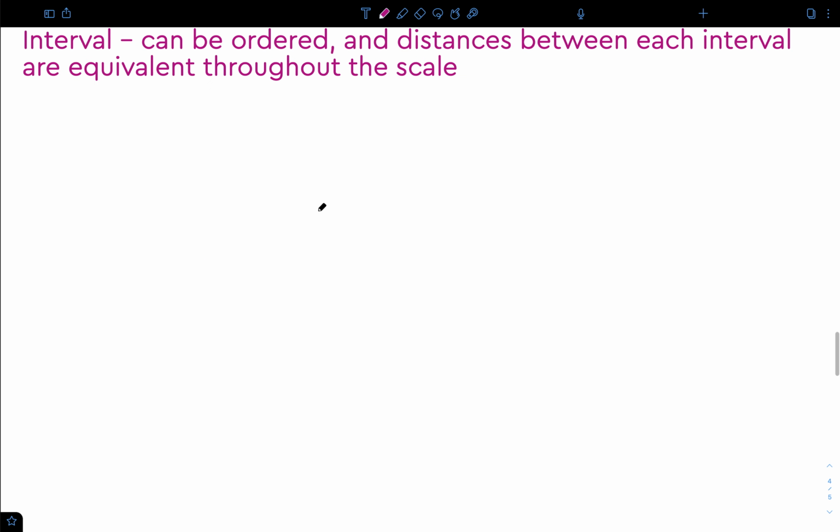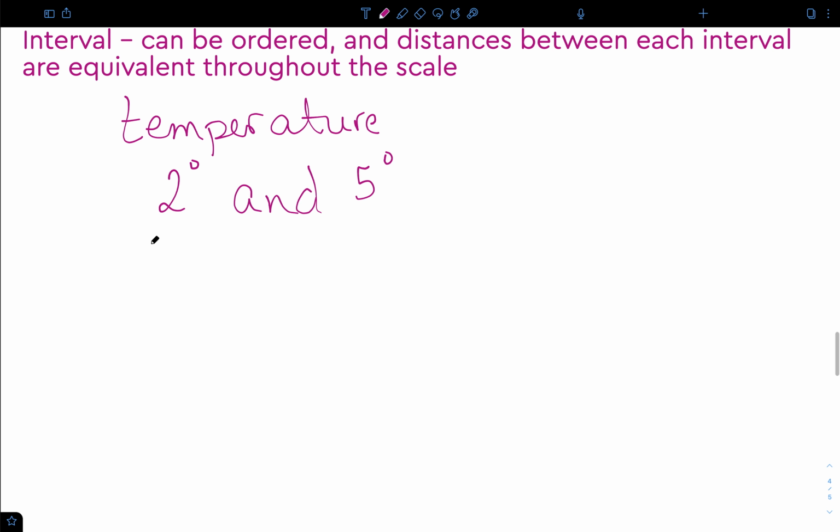Next, we have the interval level. These can be ordered and distances are now meaningful. In particular, the distance between each interval is equivalent throughout the scale. One big example of this is temperature. The difference between 2 degrees and 5 degrees is going to be the same as the difference between 42 degrees and 45 degrees. And this is what we mean by the differences are equivalent throughout the scale. 3 degrees warmer will be 3 degrees warmer no matter where we start.